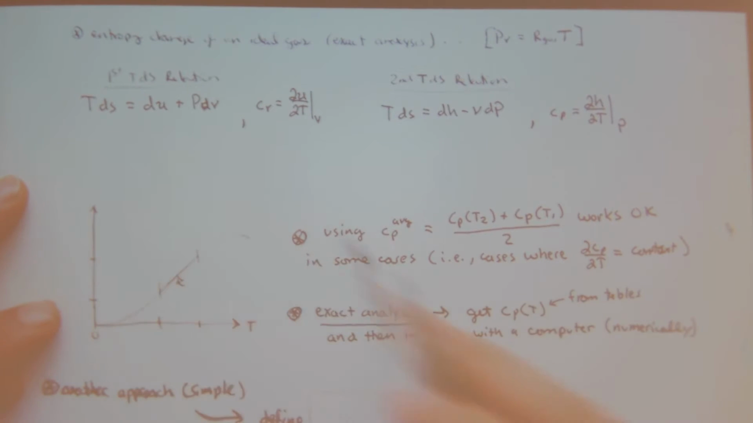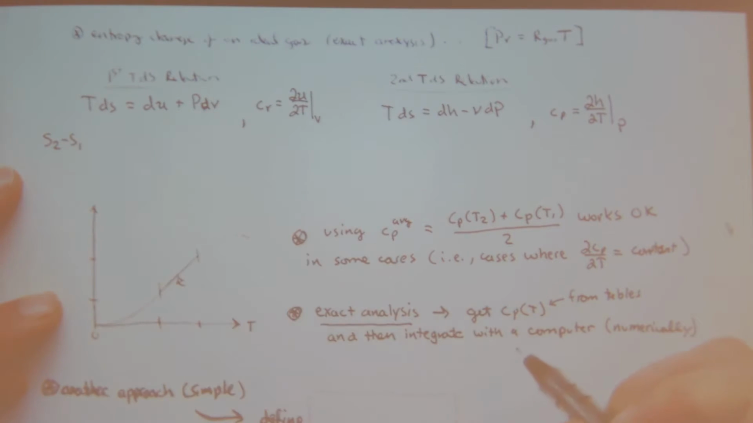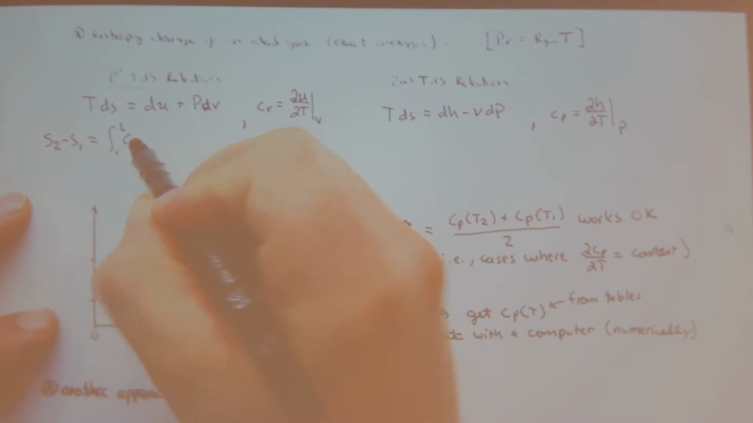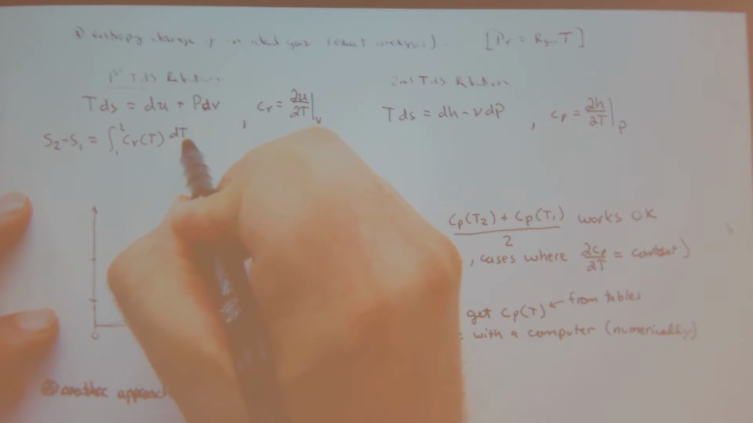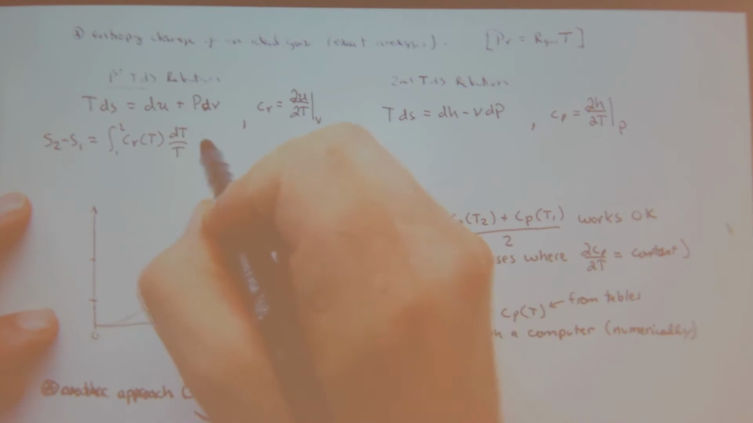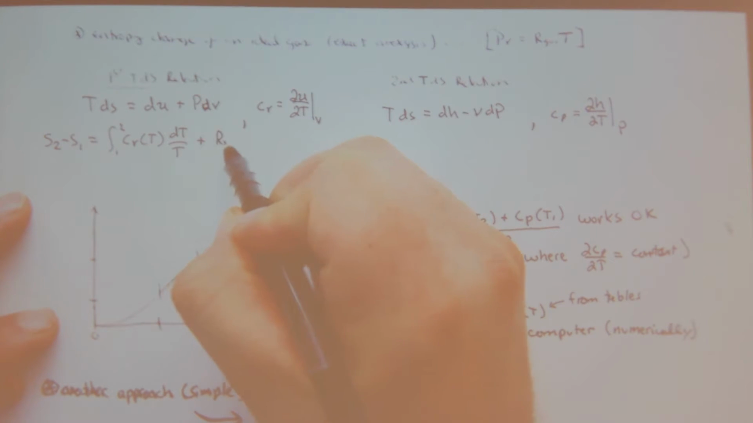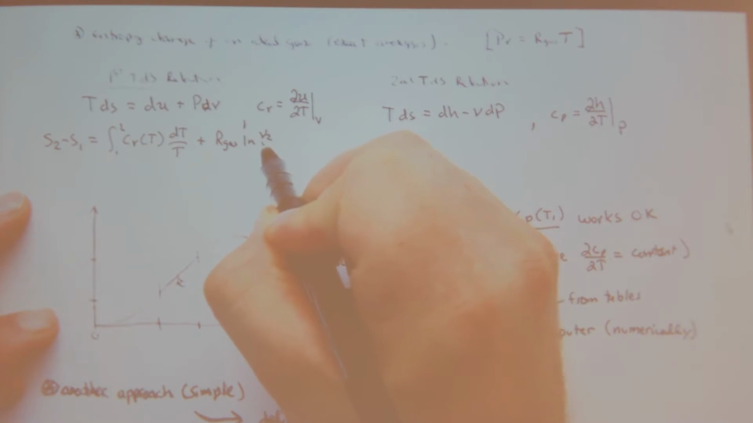So if you want to remember which one is more useful, well, you can remember that Cp is related to partial h with respect to temperature at constant pressure. Okay, so I can divide by T and integrate, so let's do that. S2 minus S1, so this is the exact analysis of an ideal gas, equals the integral from 1 to 2, Cv, which is now a function of temperature, dT over T. And then the last part comes out to what we already solved for, so we have R gas natural log of V2 over V1.